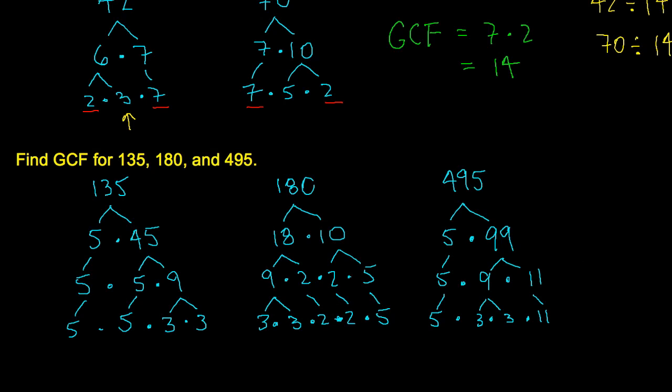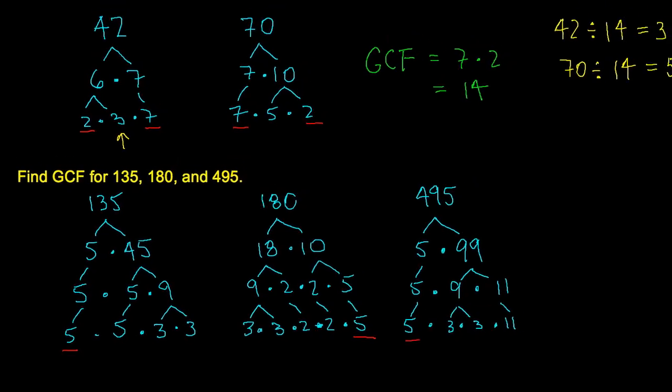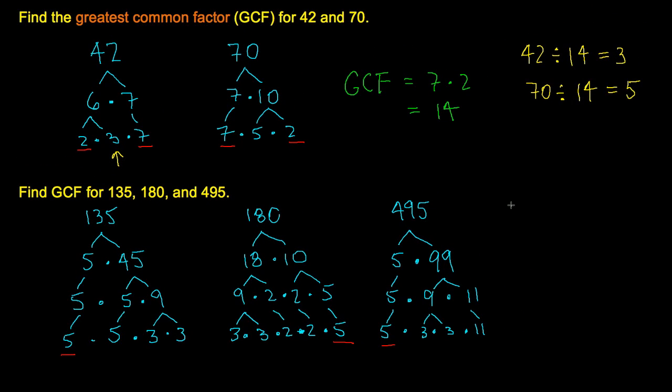So now let's identify the prime factors that the three numbers share. Well, I see a 5. I see a 5. I see a 5. So my GCF will have for sure a 5 in it. I also see a 3, in fact 2 of them here and here, here and here. So we have 2 3s in our greatest common factor as well.